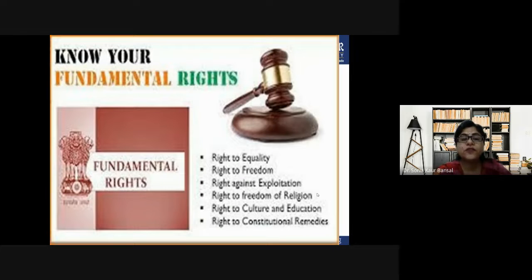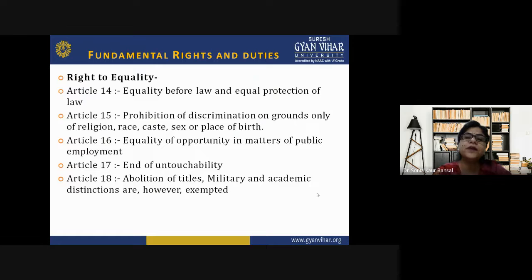So, know your fundamental rights, students: right to equality, right to freedom, right against exploitation, right to freedom of religion, right to culture and education, right to constitutional remedies. Now, fundamental rights and duties. First of all, we are going to discuss the right to equality. Articles 14, 15, 16, 17, and 18 are related to the right to equality.